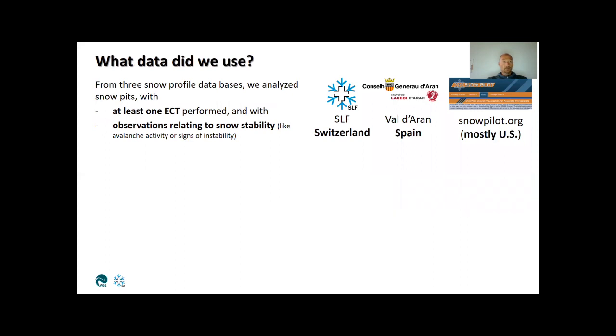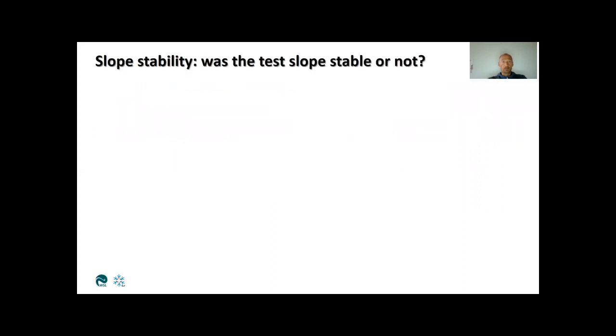We explored three databases, one from Switzerland, one from Spain, and the SnowPilot database, which contains profiles from all over the world, although in the end we ended up using profiles mostly from the US. From those databases, we extracted snow pits which contained at least one ECT and which also had some kind of information relating to snow stability, which allowed us to rate the slope the test was performed on as stable or unstable.